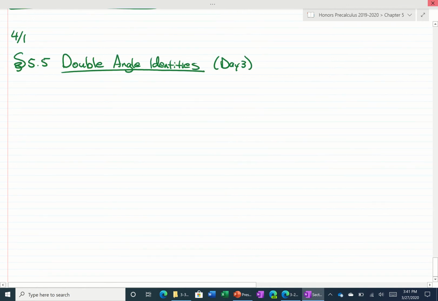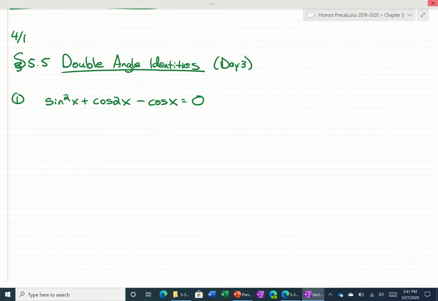Alright, so for our first problem, it looks like this. We're going to be solving sine squared of x plus the cosine of 2x minus the cosine of x. Now, whenever we try to solve formulas, we always want to try to get the same trig function. So I'm looking here, and I know cosine of 2x, there's 3 different ways I can go. But it might be a good idea if we just convert everything to cosines. So if sine squared plus cosine squared is 1, then sine squared would be 1 minus the cosine squared of x.